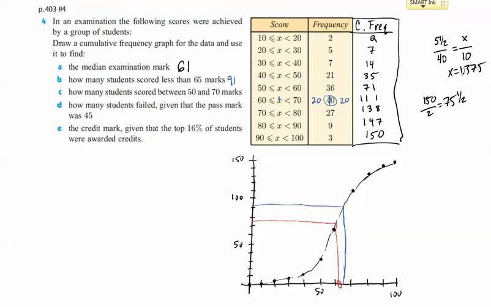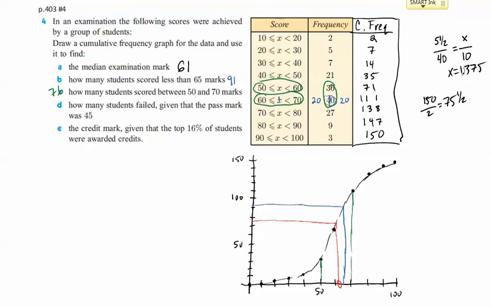How many students scored between 50 and 70 marks? Okay, well, 50 is here, and 70 is right there. Now, we already know that because 50 to 70 would be this group and this group, which is a total of 76 students, or 111 minus 35, which would then be 76. So that was pretty easy. You could have got that from here as well. You just take that y value and subtract this one, and you would get the same score or something similar, we hope.